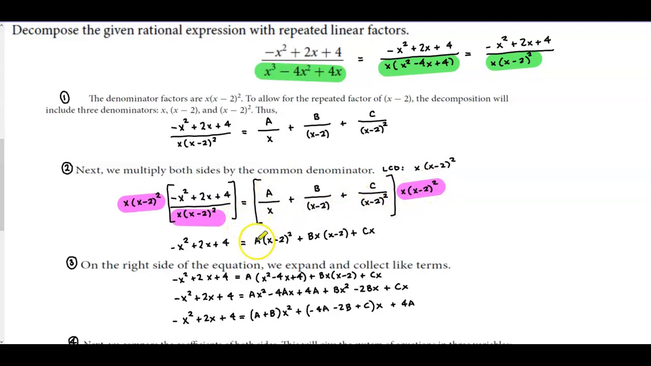eliminate the x, but we have a times x minus 2 squared. If we look at the next term, the middle term here, if we multiply it by the LCD, we're going to eliminate one of the x minus 2 squareds. So what's left is b times x minus 2. And then over here on the last one, if we eliminate the x minus 2 squared with the denominator c, then we're going to get cx.